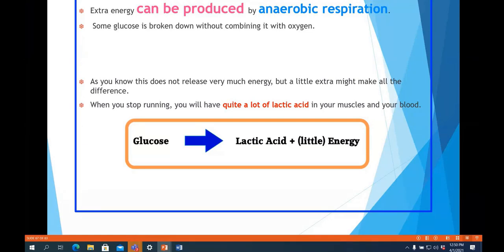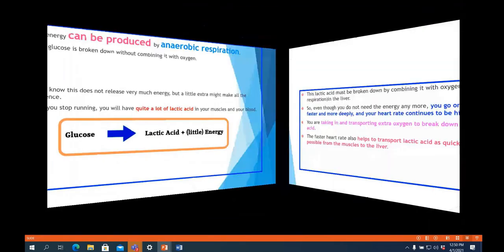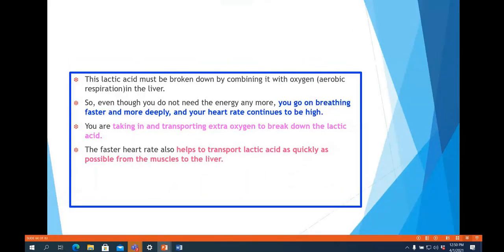So after you've won the race, you sit for some time and you are still gasping for air, still continuously breathing, and your heart is pumping for another 7 or 8 minutes so that your oxygen levels are brought back to normal. As we discussed, your oxygen debt is paid off and the lactic acid is removed from your body.